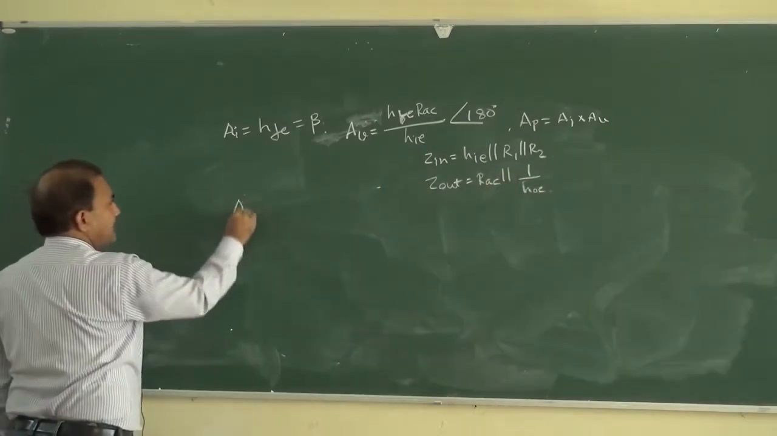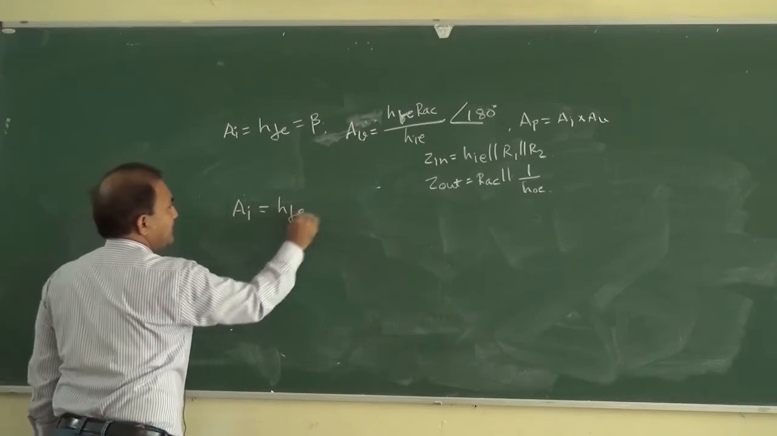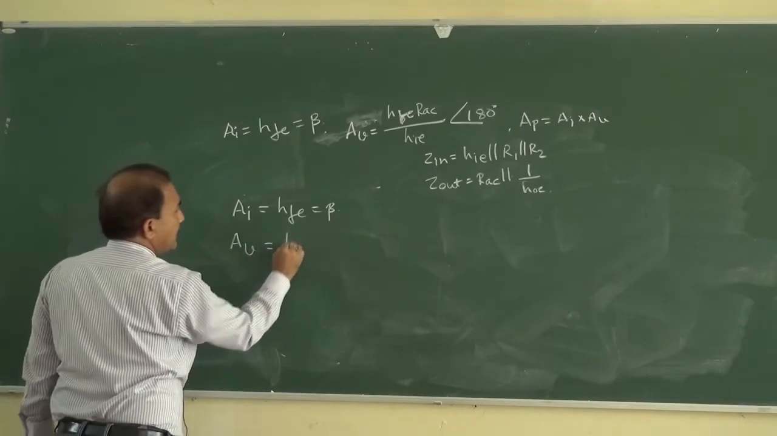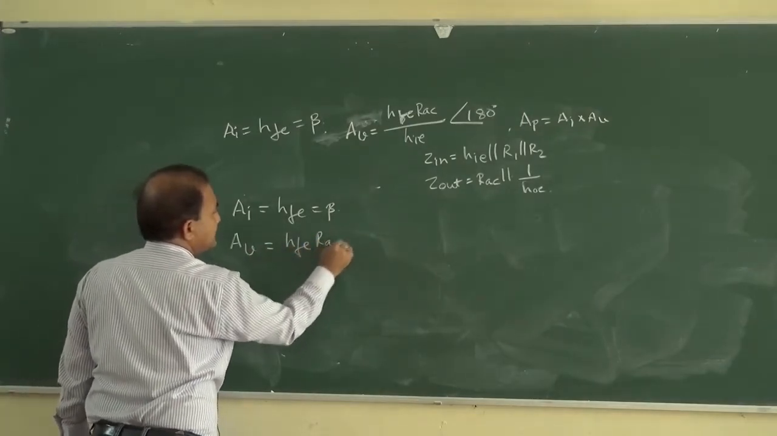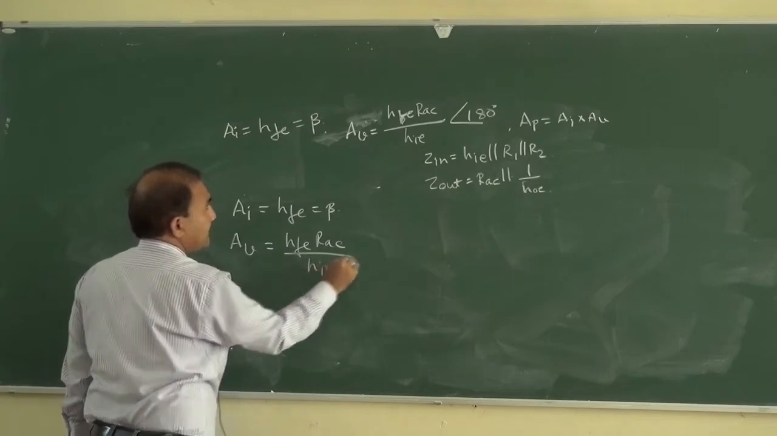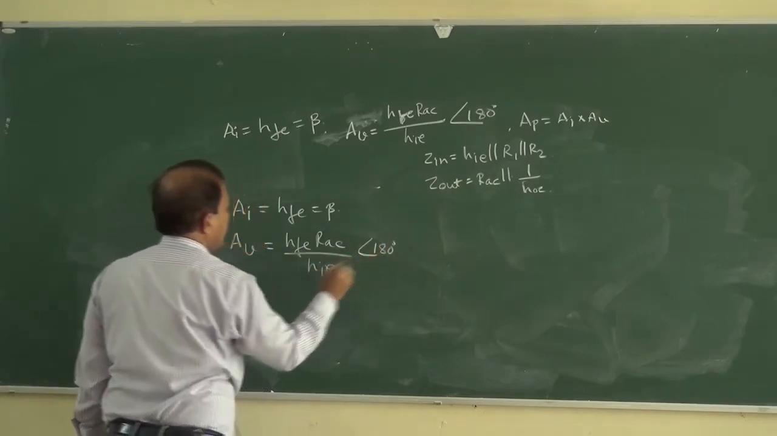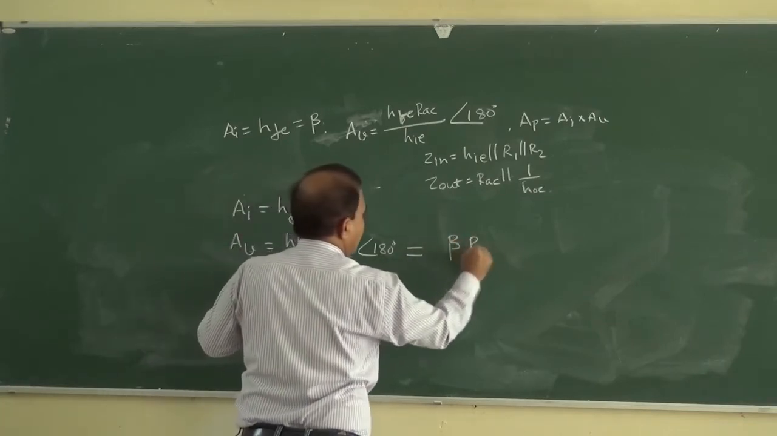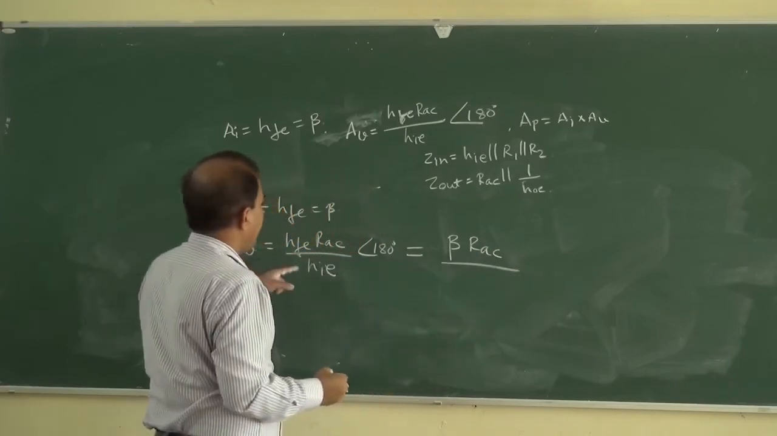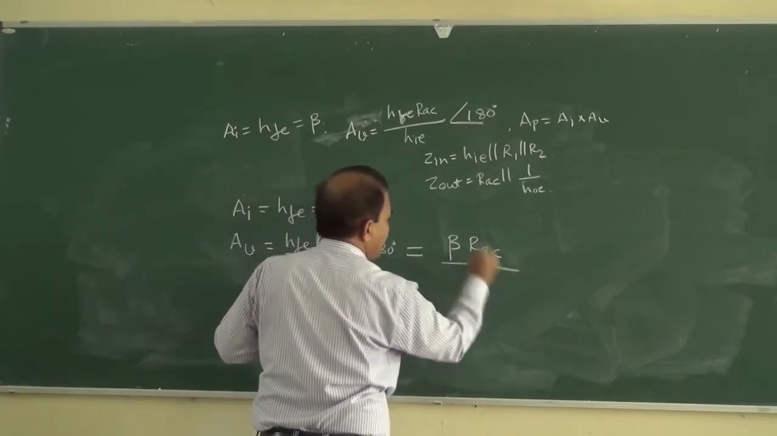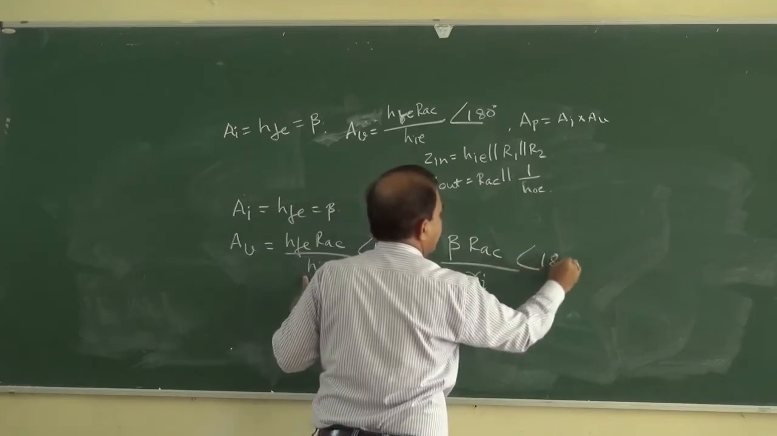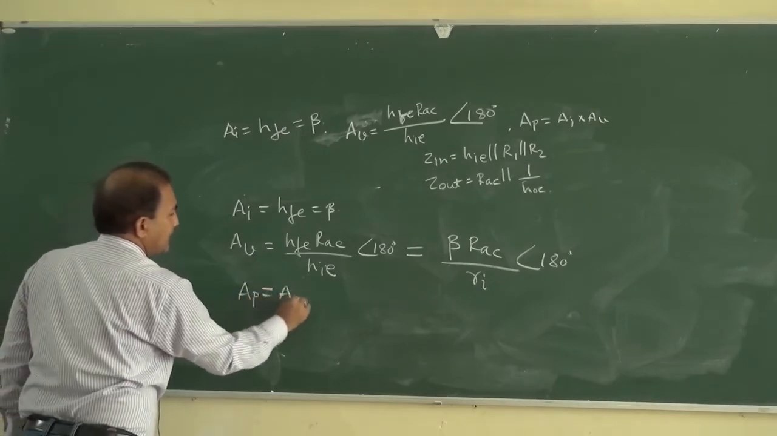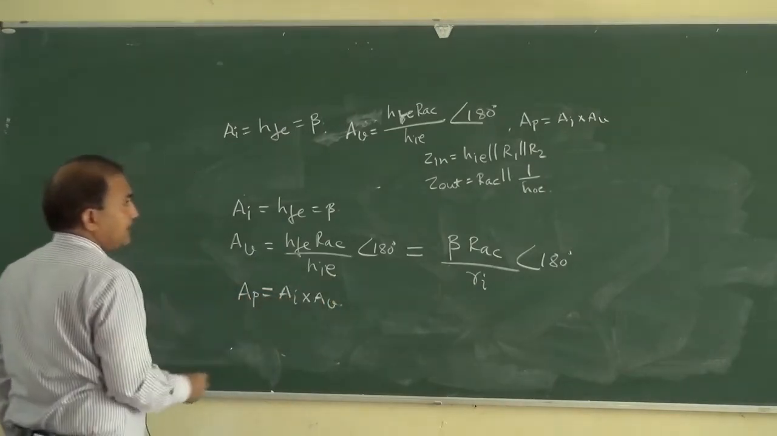So what we have determined: AI is equal to HFE, which is equal to beta. Voltage gain is equal to HFE into RAC divided by HIE, phase angle 180 degree. This can also be written as HFE, it is beta, RAC divided by HIE, which is also equal to RI, phase angle is 180 degree. And power gain is equal to AI multiplied with voltage gain.